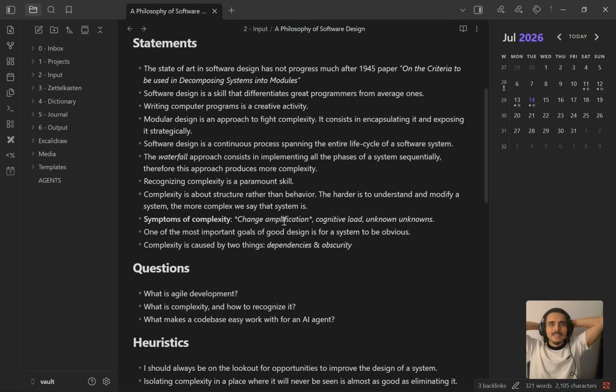So, good design is more of a preemptive skill than a skill that you apply afterwards. It's also a continuous process.